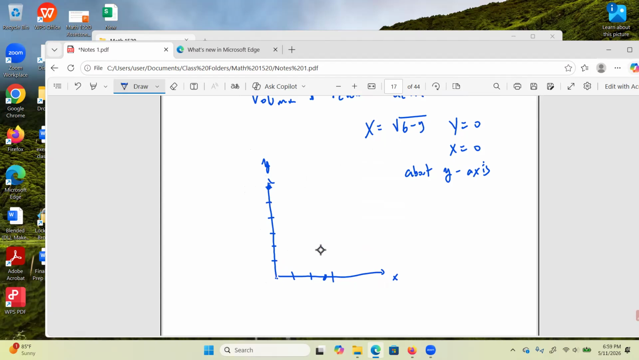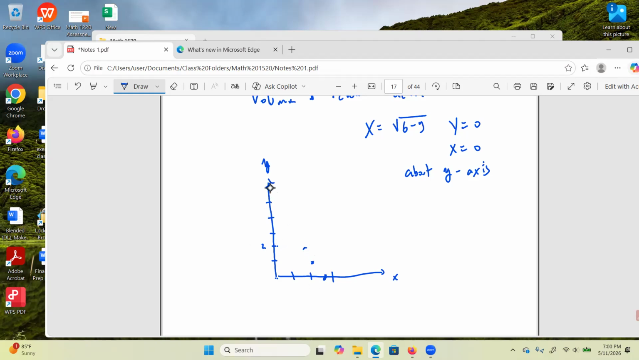How about when y is equal to 1? That's going to be right here. So we have 6 minus 1 is 5. We take the square root of 5 and get 2.25-ish, so we're going to be over here somewhere. That's y equals 1. How about when y equals 2? That's going to be this point right here. We have 6 minus 2, which is 4. Take the square root of 4, and we end up here at 2.